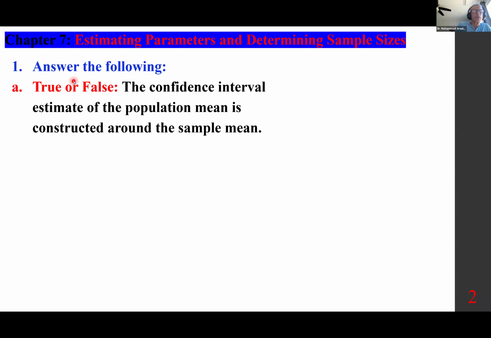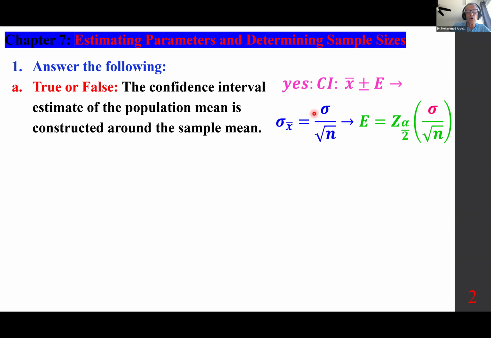Okay, let's get started. Answer the following: true or false. The confidence interval estimate of the population mean is constructed around the sample mean. Yes, because the formula is X bar plus or minus E. CI is short for confidence interval. Now, sigma of X bar is sigma over square root of n, and E is Z alpha over 2 times sigma over square root of n. That's how you calculate the E.